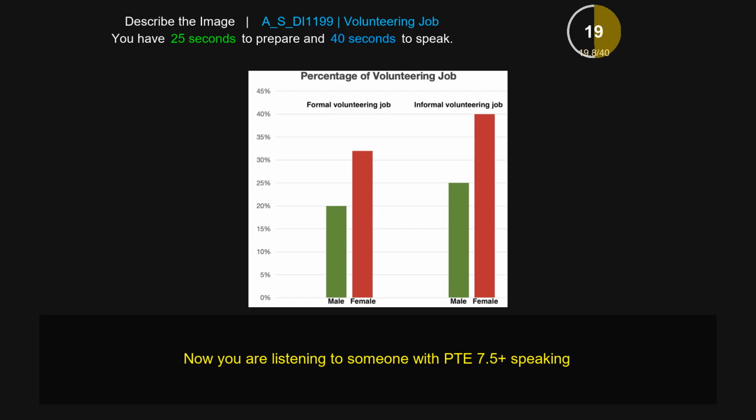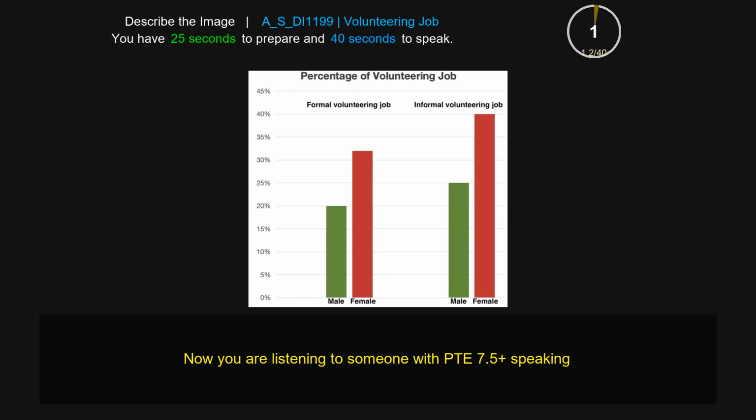In the formal volunteering jobs, the male ratio is a little bit low and the female ratio is at 35%. In the informal volunteer job, it's the same. The female ratio is 40% and the male ratio is 25%. To conclude, the image is about percentage of volunteering job.